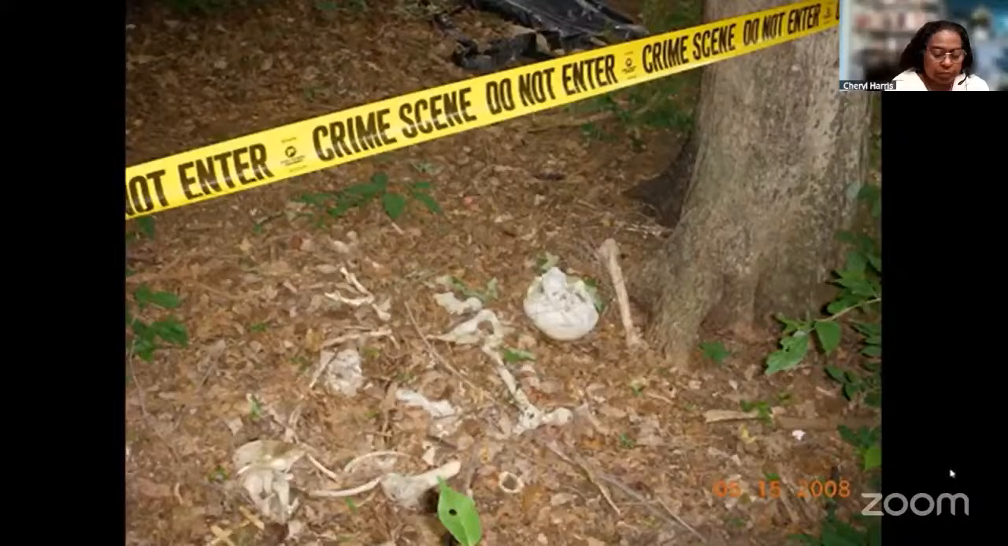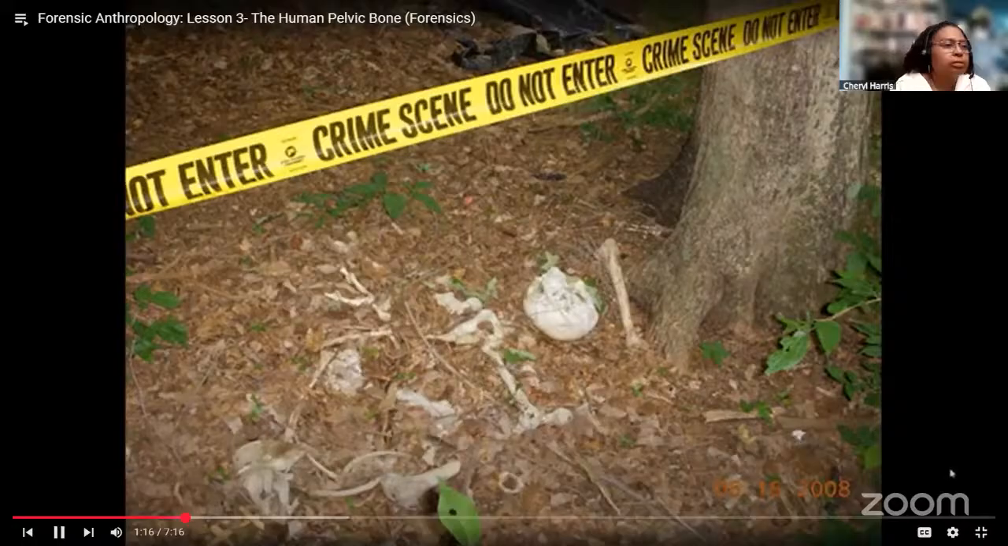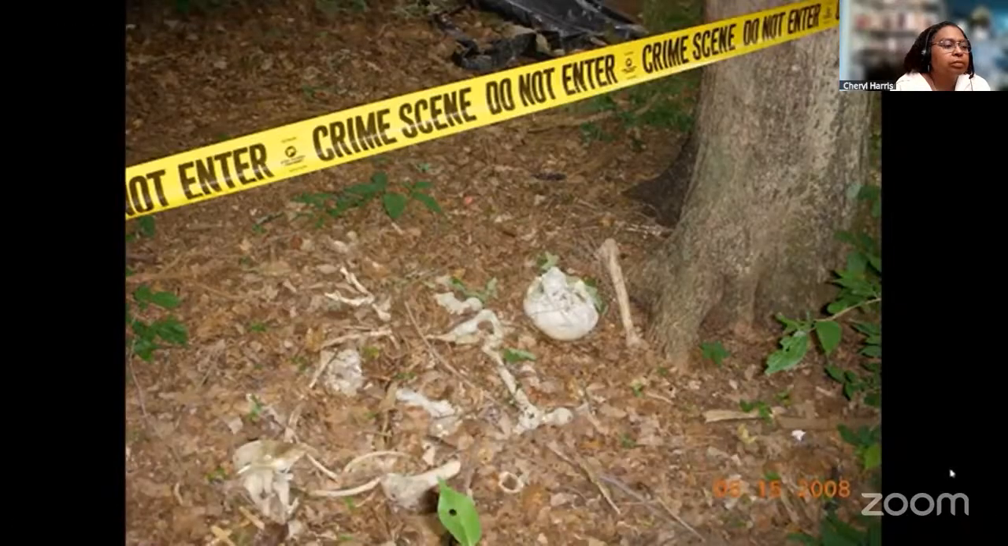Some of the things that they're going to want to know, if this is a crime scene that they are working, are: are these remains human? And if so, was this person male or female? What was their biological ancestry? How old was the person at death? How tall was the person? How long has this person been dead? And what was the most probable cause of death?